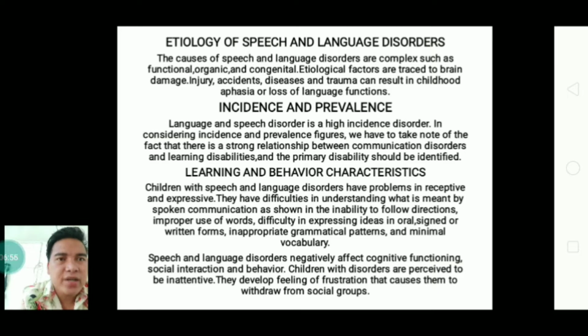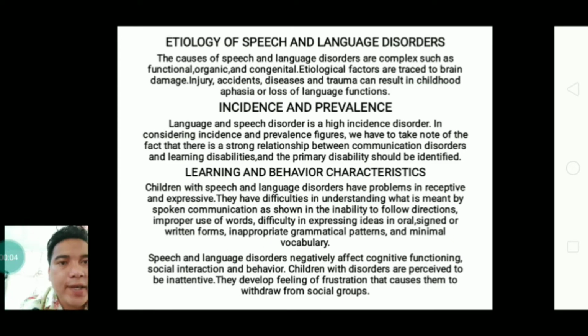Etiology of speech and language disorders. The causes of speech and language disorders are complex, such as functional, organic, and congenital factors, and trace to brain damage, injury, accidents, disease, and trauma that can result in childhood aphasia or loss of language function. Second is incidence and prevalence. Language and speech disorders are high incidence disorders. In considering incidence and prevalence figures, we have to take note of the fact that there is a strong relationship between communication disorders and learning disabilities, and primary disabilities should be identified.